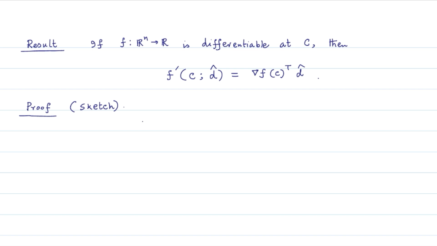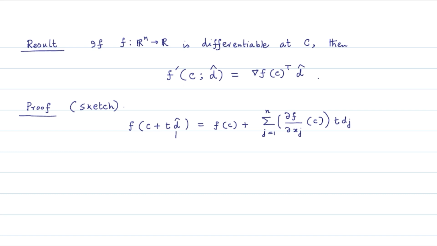Notice that if the function f is differentiable at C, then we have f of C plus t d hat is equal to f(C) plus the linear function L(h), whose expression we have already identified as the sum over j equals 1 to n of del f del xj at C times hj, where the jth component of this t d hat is given by t dj.